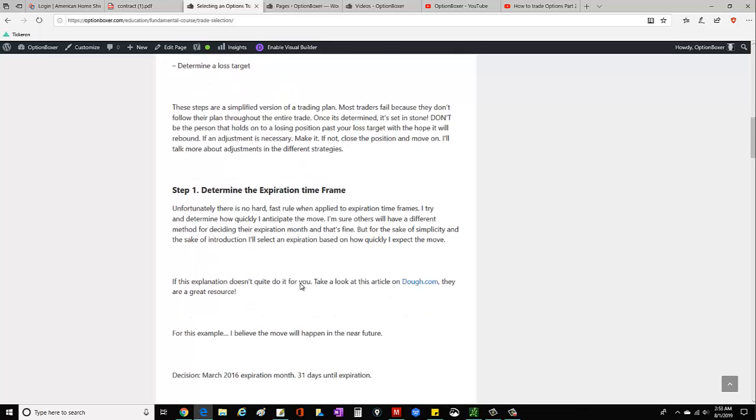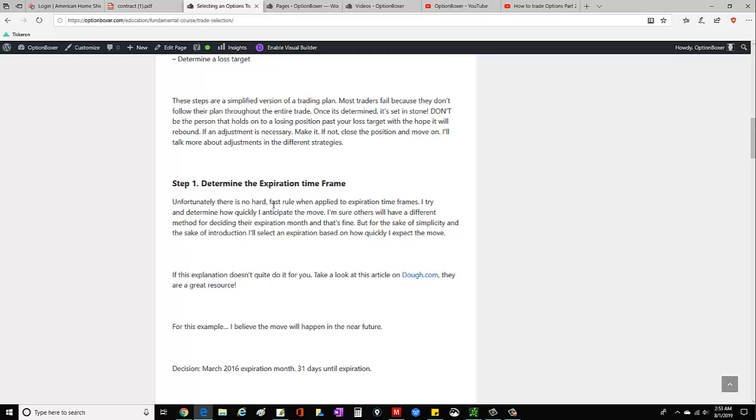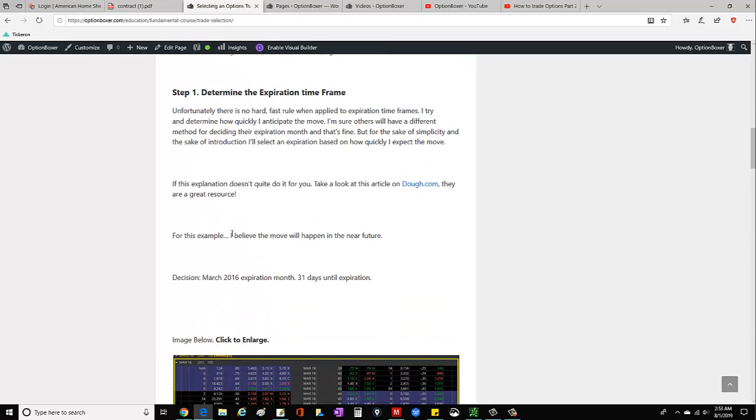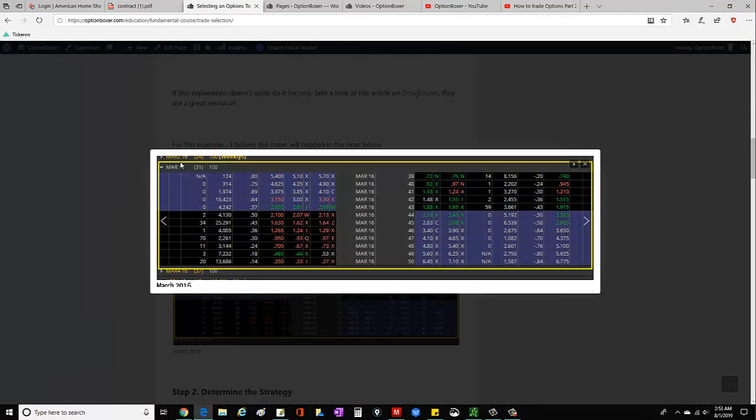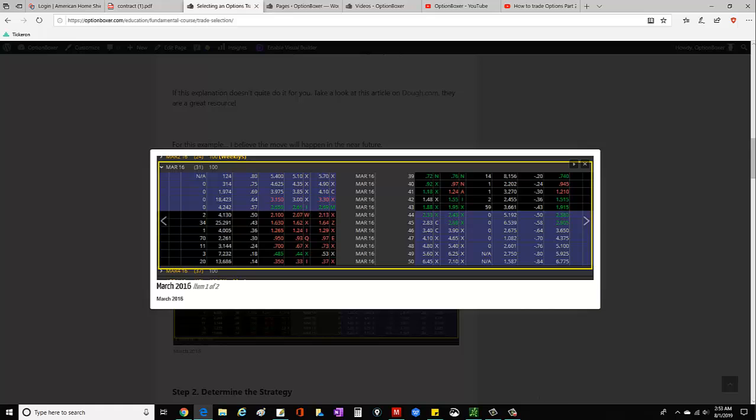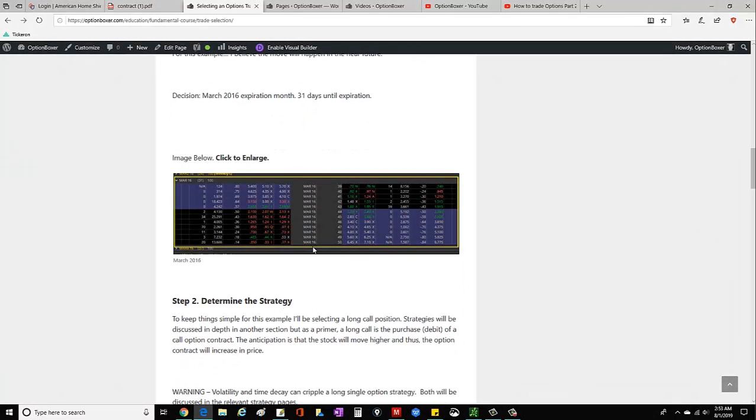So we're going to determine the expiration time frame. There is no set-in-stone rule. You just kind of have to determine how quickly you think a move will happen. In this example, we believe that the move will happen in the near future. So we're going to trade the March 2016 expiration month, which is 31 days until expiration. It's 2019 now, but back in 2016, for this hypothetical trade, I decided 31 days would be enough.